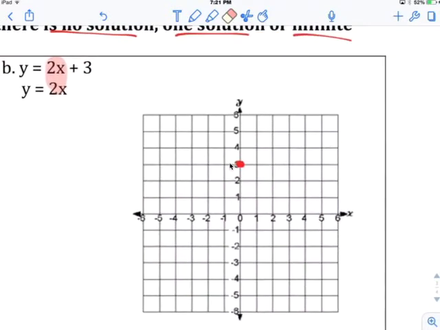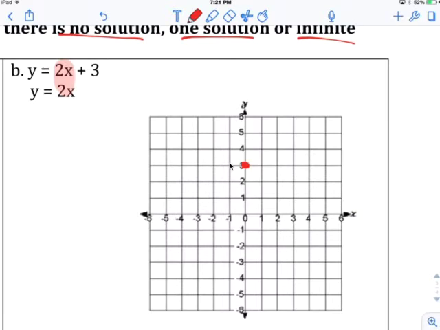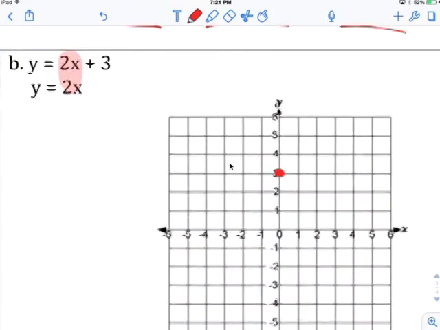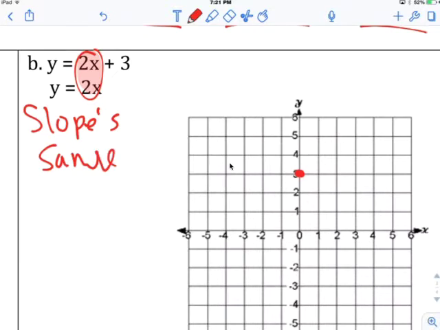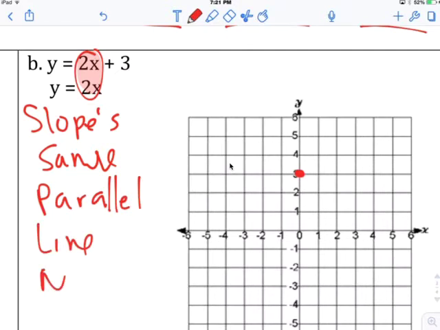Here we go. We know this is going to be parallel lines with no solution because the slopes are the same. When we graph, we have parallel lines. No solution. But they want you to graph. That's why they provide you that graph.